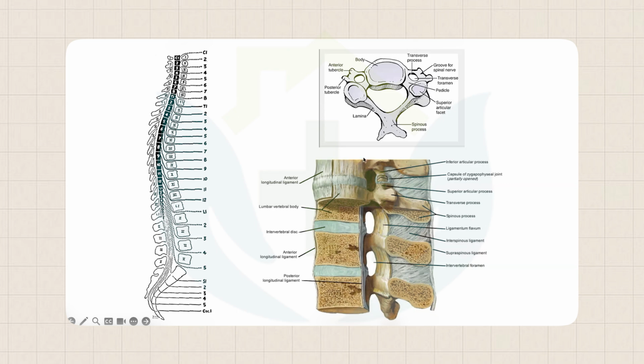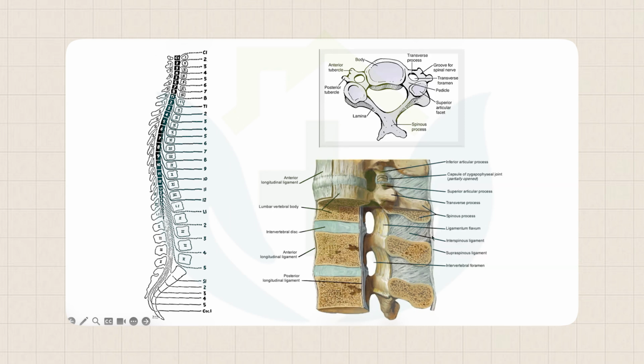Posterior to the vertebral body, we have this canal. This is the most important part of the structure of the vertebrae: the space between the body and the two laminar processes. This area is where the spinal cord lies. So if this area is damaged, we get spinal cord injury.